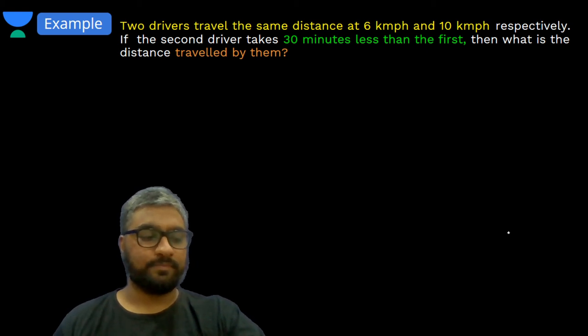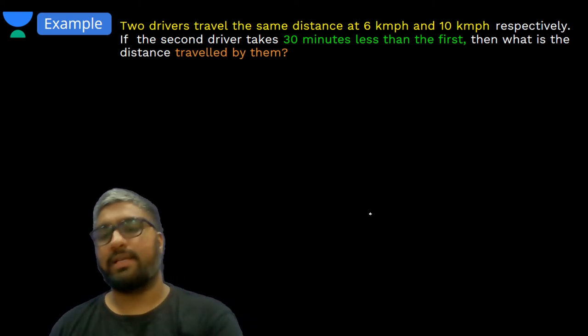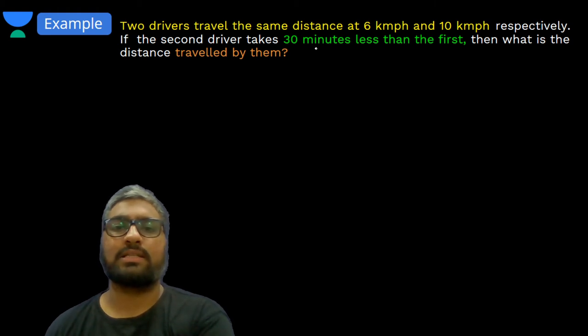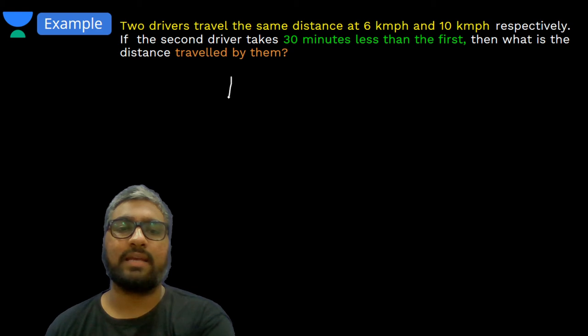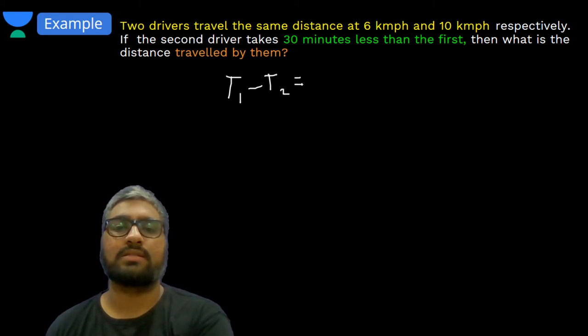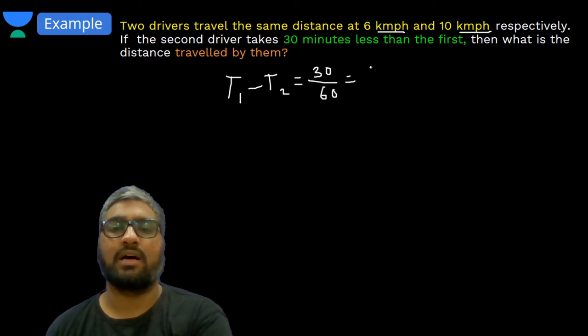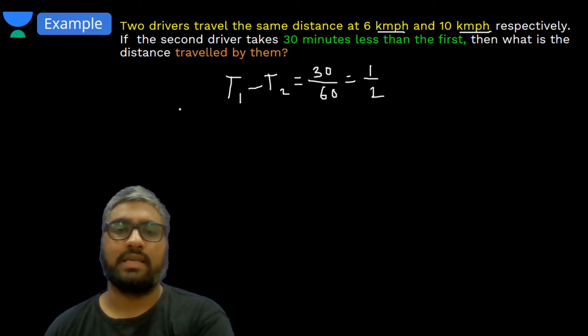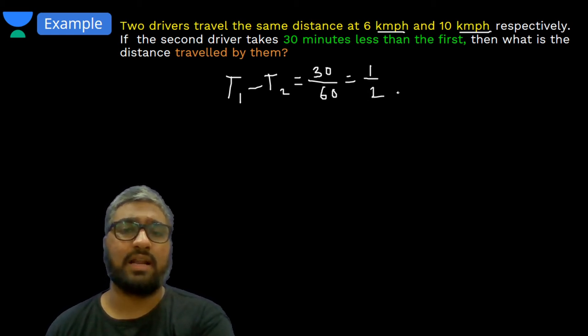Super. So the structured, standard way of answering this question would be what? You know the difference between their times, right? The difference between their times is 30 minutes. Since here we have speeds in kilometers per hour, we're going to use hours. So 30 minutes is nothing but 30 by 60 hours, which is half an hour. So the difference in the times is half an hour.